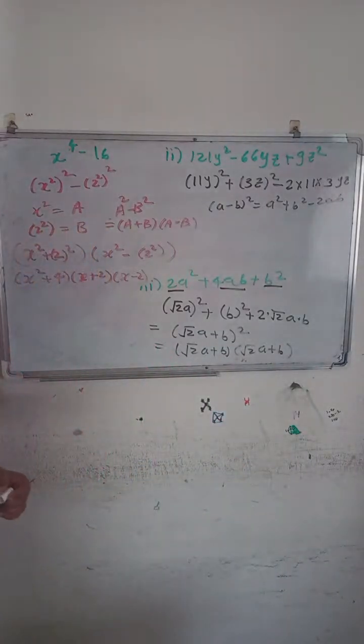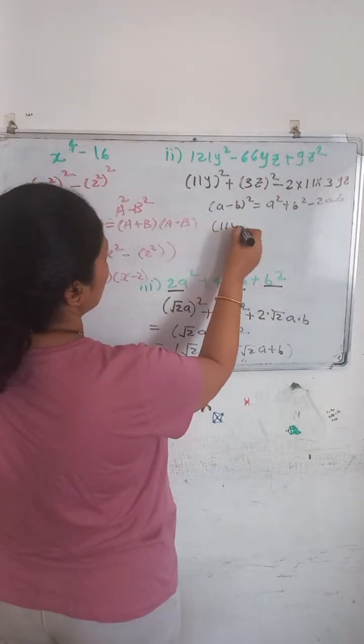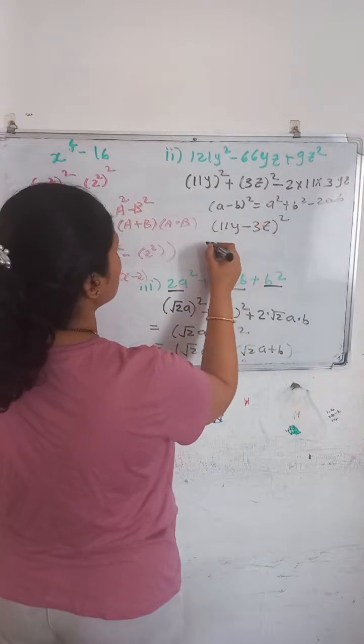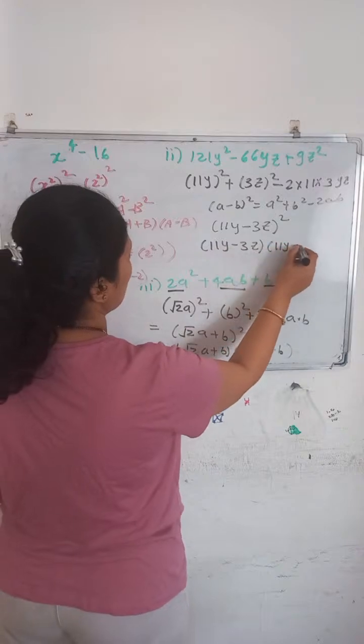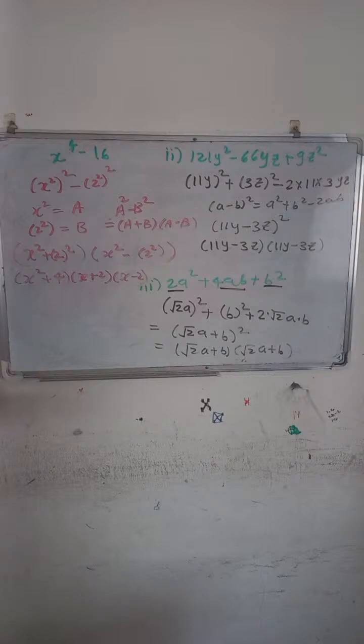This is the identity we are using. Whenever they are asking us to solve with appropriate identity, you have to mention the identity in the correct way, then only they will give you full marks, otherwise they will not. You wrote the entire thing correct, but if you are not showing the formula over there, they will cut the marks. So we can write here 11y minus 3z whole bracket square, or you can write 11y minus 3z into 11y minus 3z. Okay, understood this?